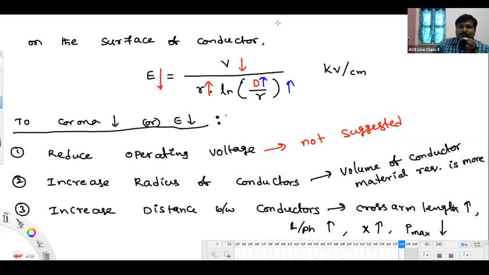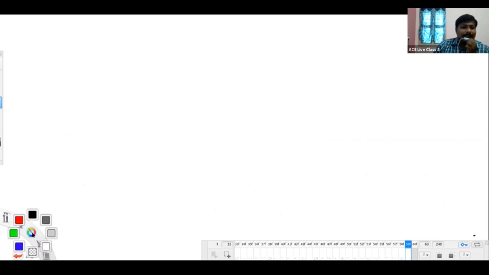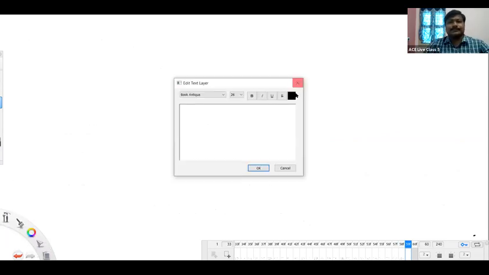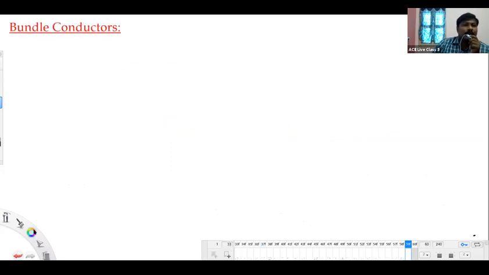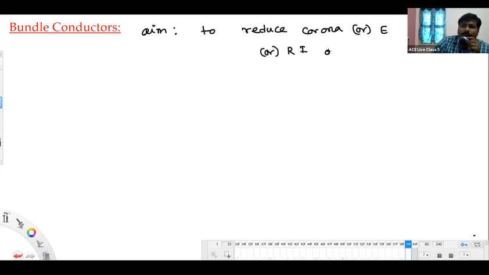Okay, so I can say the next heading here: bundle conductors. The main aim of these bundle conductors is to reduce corona, or to reduce electric field intensity, or to reduce the radio interference on communication systems. Okay, very simple. Just listen to my words.